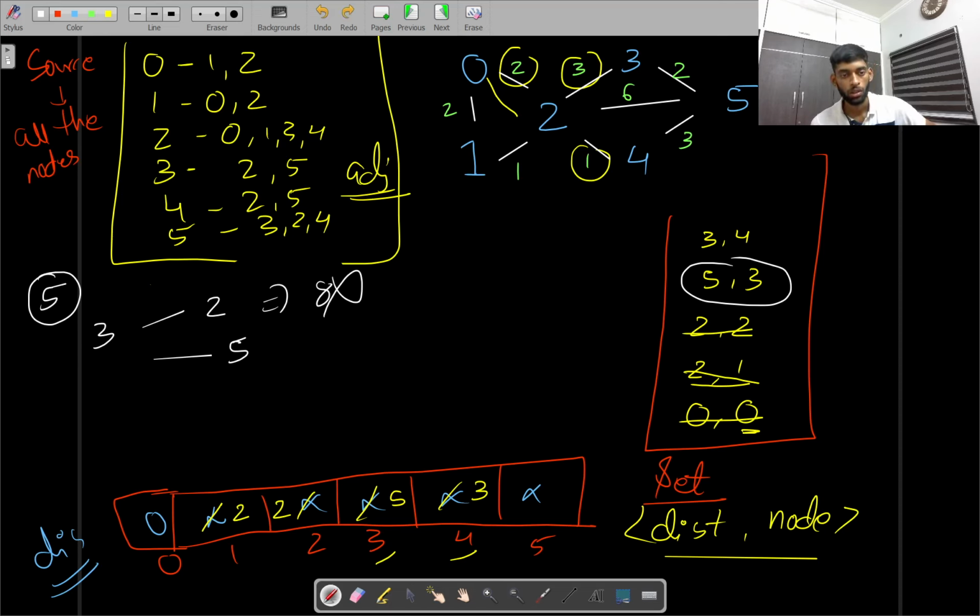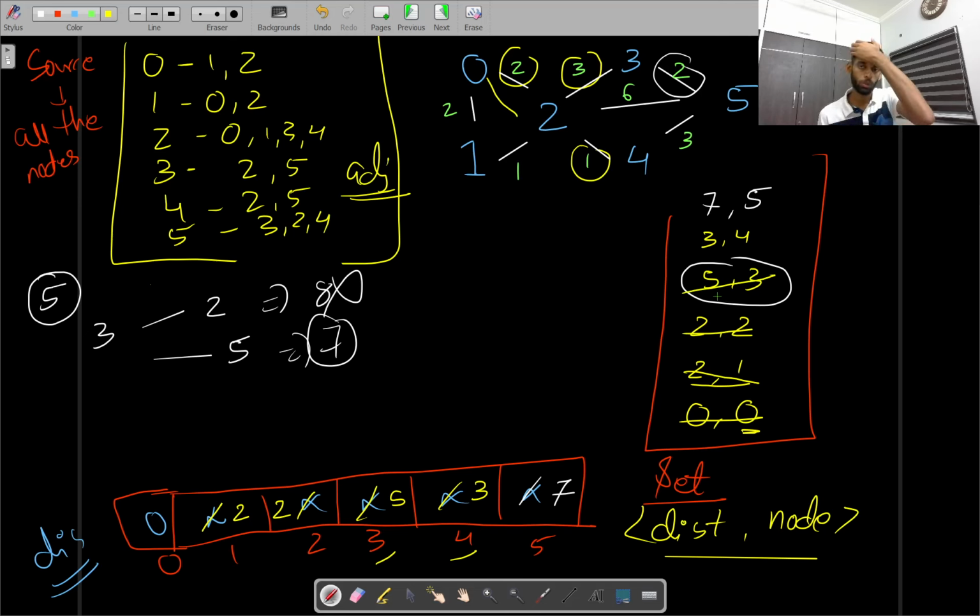Now reaching node number 5, the value is 2. So 2 plus 5 equal to 7, which is less than infinity. Update it, and we are going to push that particular value into the set data structure: distance of 7 associated with the node 5. Now, as I told you, we will be removing the values from the set data structure.